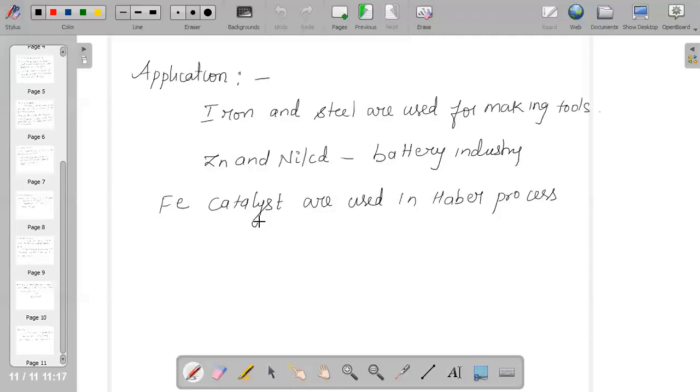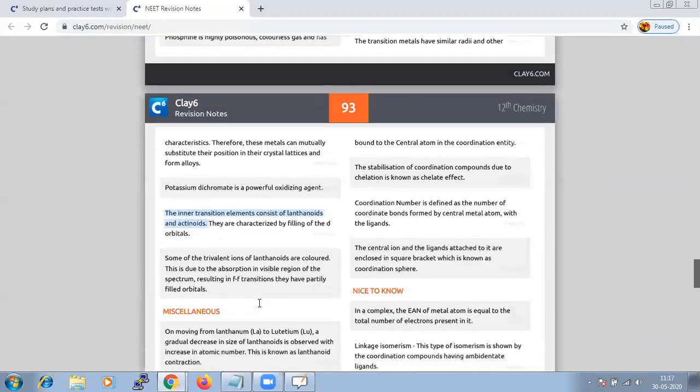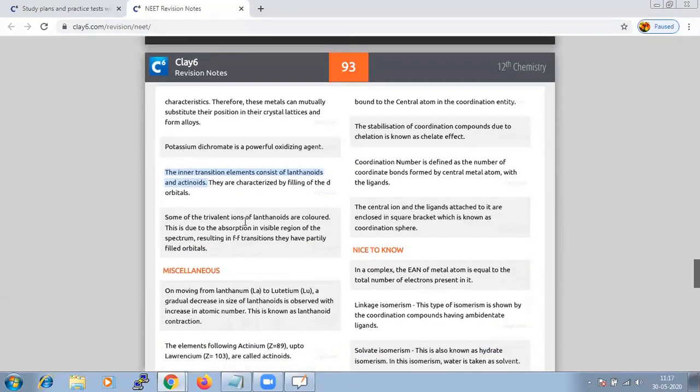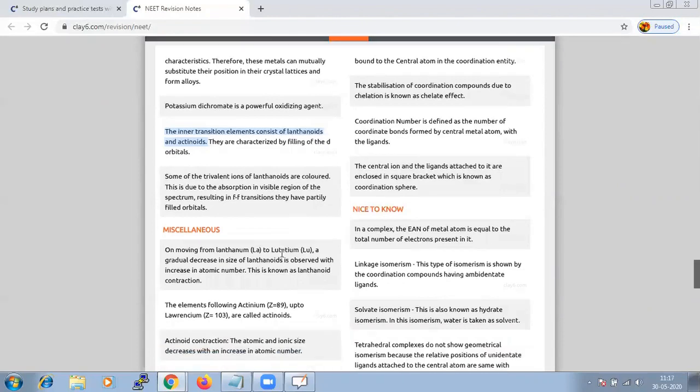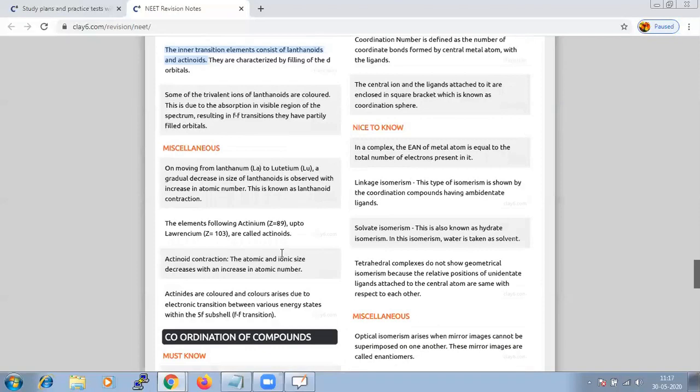Some important points: some of the trivalent ions of the lanthanoids are colored because of the absorption in the visible region of the spectrum, which results in f-f transition, and they have partially filled f orbitals. When you move from lanthanum to lutetium, a gradual decrease in the size of the lanthanoids is observed, and that is what we call lanthanoid contraction.